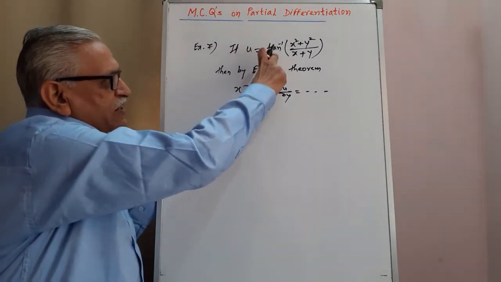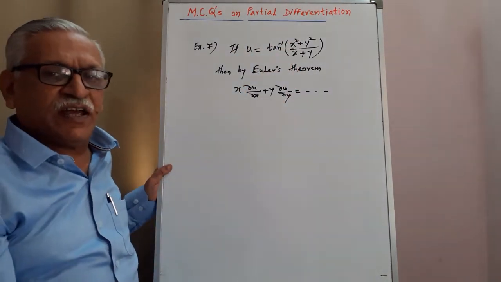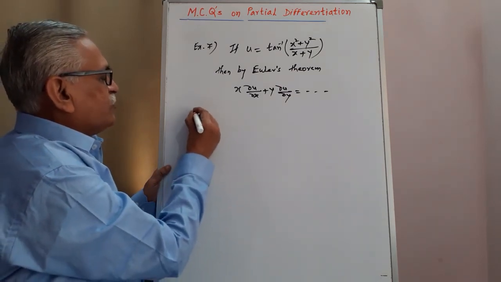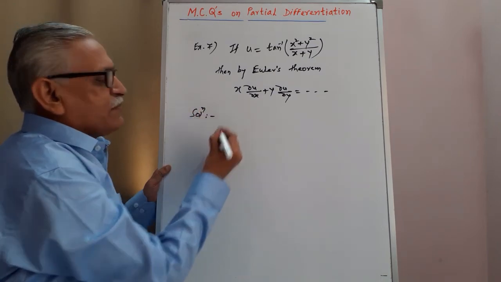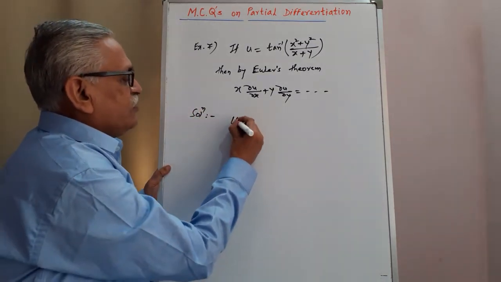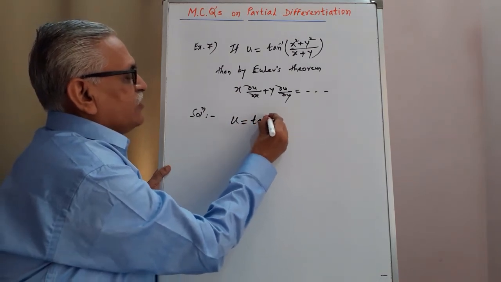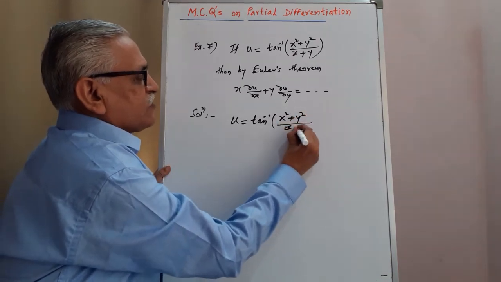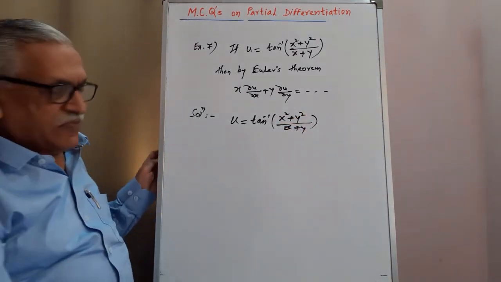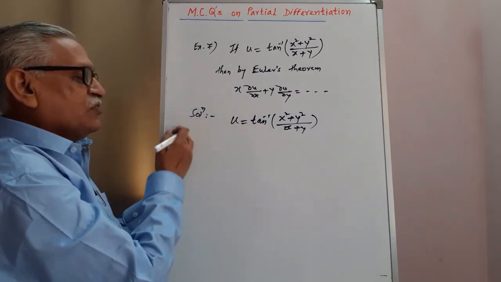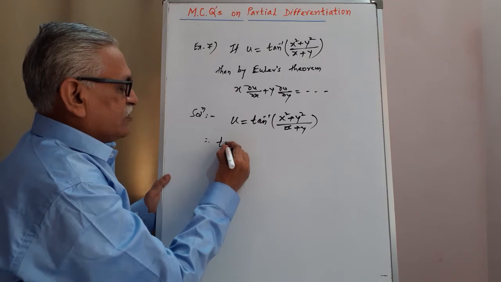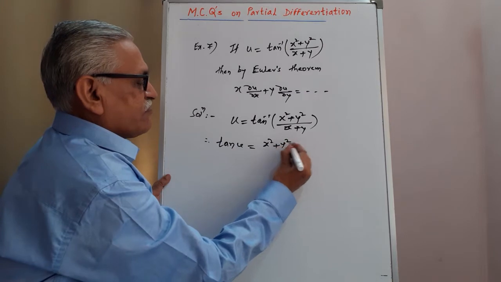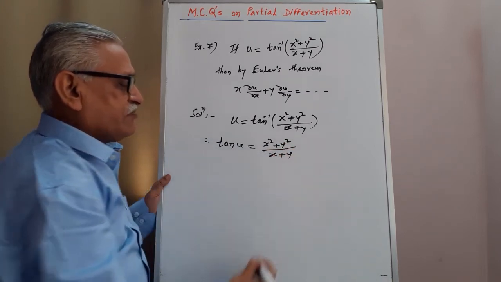Here u is a function of tan inverse, and tan inverse is again a function of x and y, meaning it is function of function, and as it is function of function, it is case 2 or type 2 for Euler's theorem. Given u is equal to tan inverse of x square plus y square divided by x plus y, transferring this to the left side, we get tan of u is equal to x square plus y square divided by x plus y.